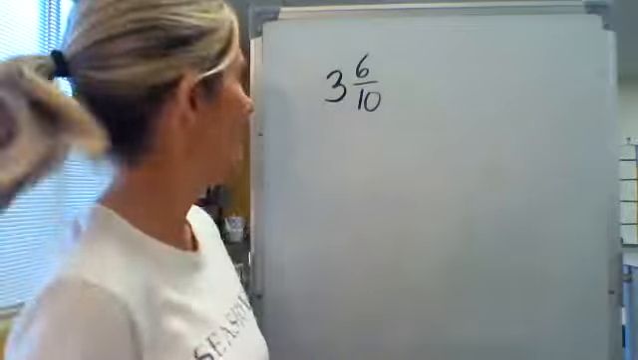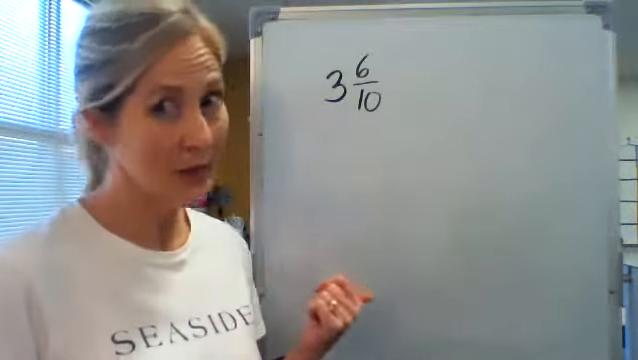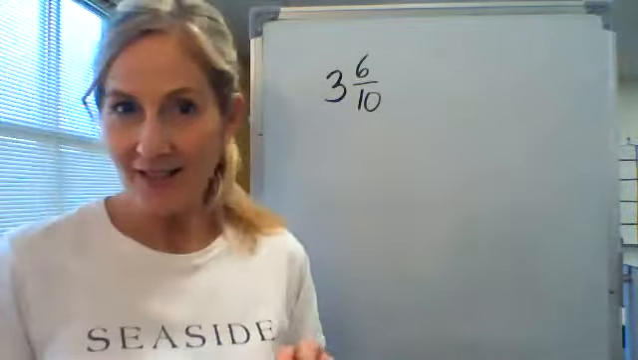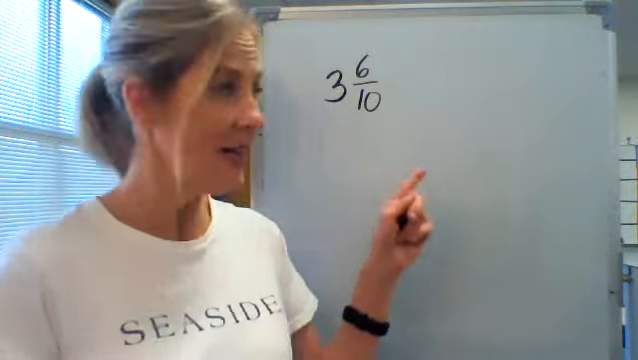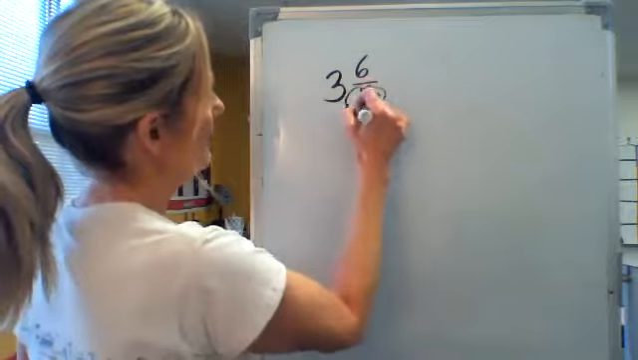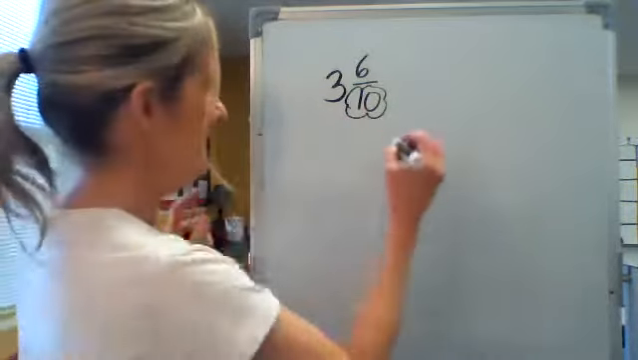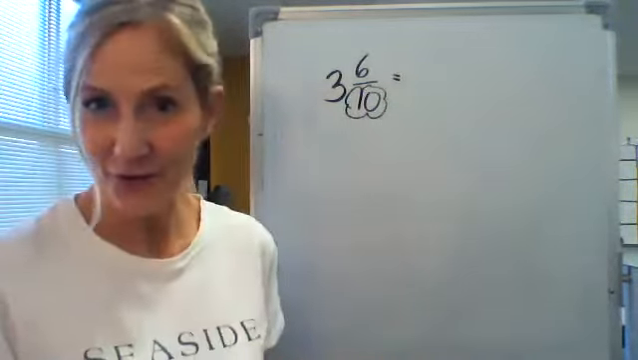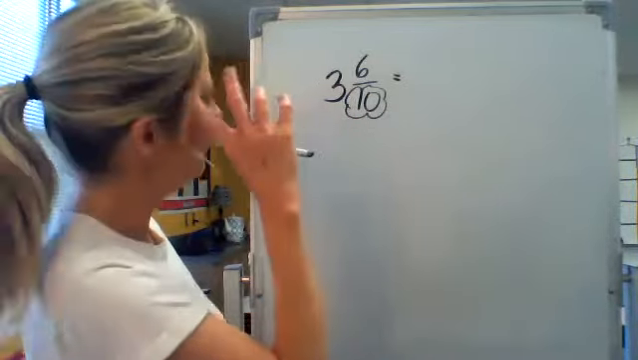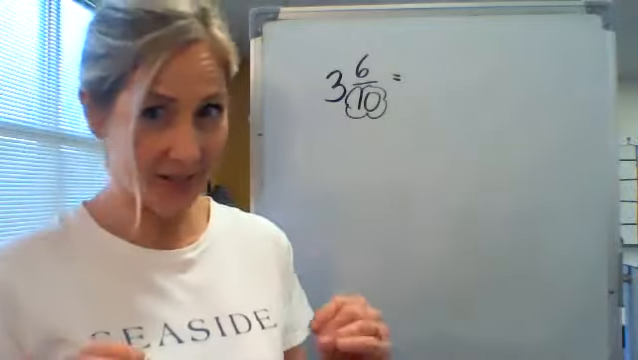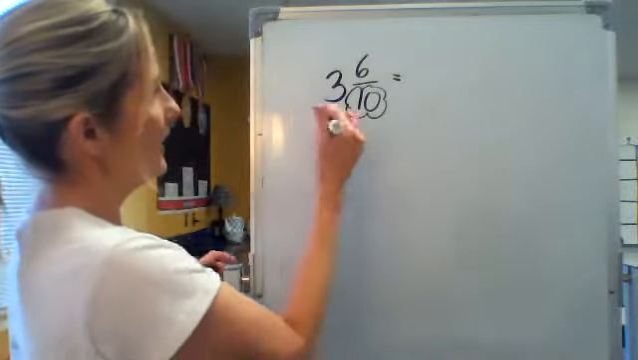All right, here's another one. First thing I'm going to do, read it. 3 6/10. Next thing I'm going to do, look at the denominator. We're working with tenths. Third thing I'm going to do is convert. So I know I'm working with tenths. That means this whole entire mixed number is made up of tenths. Keeping that in mind, great.